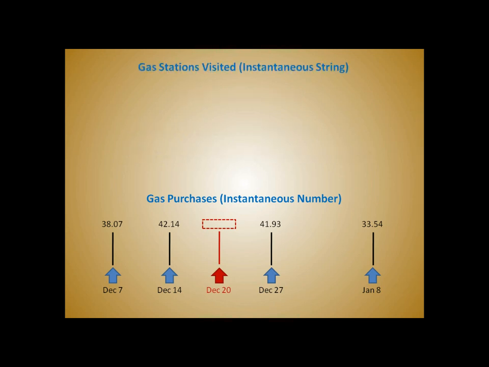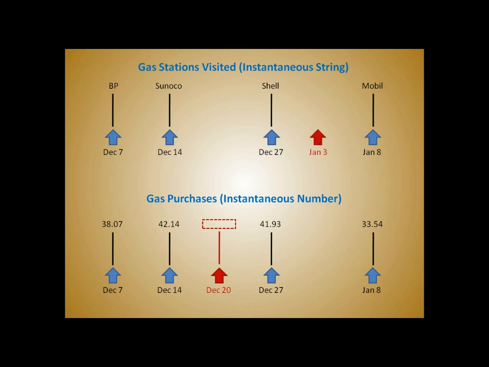Suppose each of those times I went to buy gas, I did so at a different gas station. The names of the gas stations I visited could be displayed as an instantaneous string. On the 7th I went to the BP, on the 14th to Sunoco, on the 27th to Shell, etc. Just like in the previous example, were I to look up the value of this data at a timestamp between two of my fuel stops, I would not find a value. I was not constantly filling up my car with gas from December 27th until January 8th, therefore trying to find a value at January 3rd would be invalid.